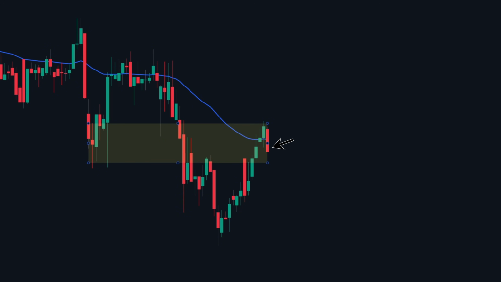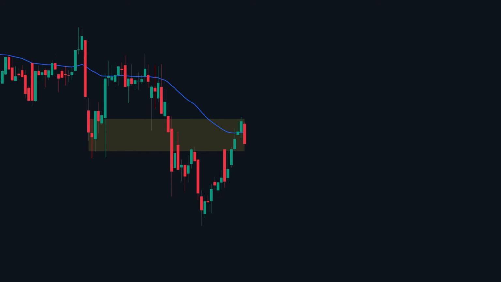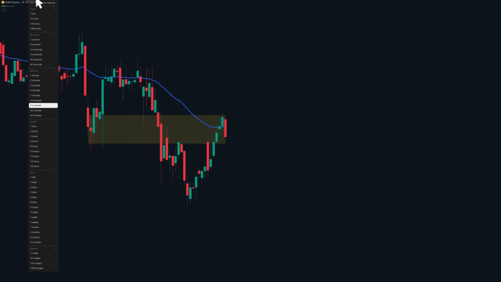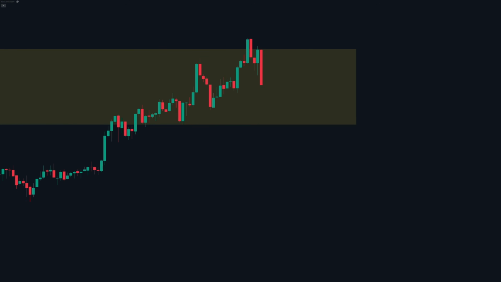And see this, price touches our zone. And right at that zone, see this red candle forming on the 15-minute chart. Price is getting rejected from our zone. This is the confirmation we needed. Now we switch to the 1-minute chart. 50 EMA removed. Clean chart.